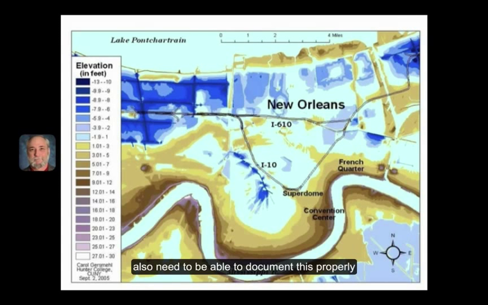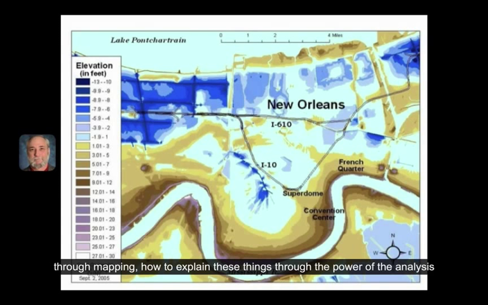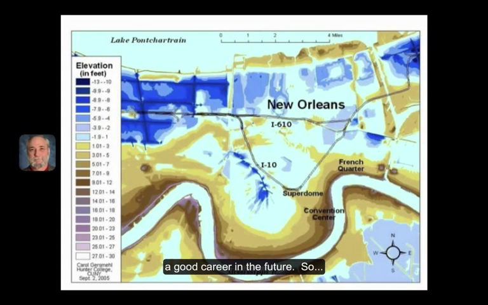We also need to be able to figure out how to document this properly through mapping, how to explain these things through the power of the analysis inside the GIS, and even to use this to build predictive models for the future. These are the strengths, these are the tools of the GIS professional. These are the things that are going to get you a good career in the future. So, take care to note these 4 steps and to memorize them because you will be using them throughout your career.